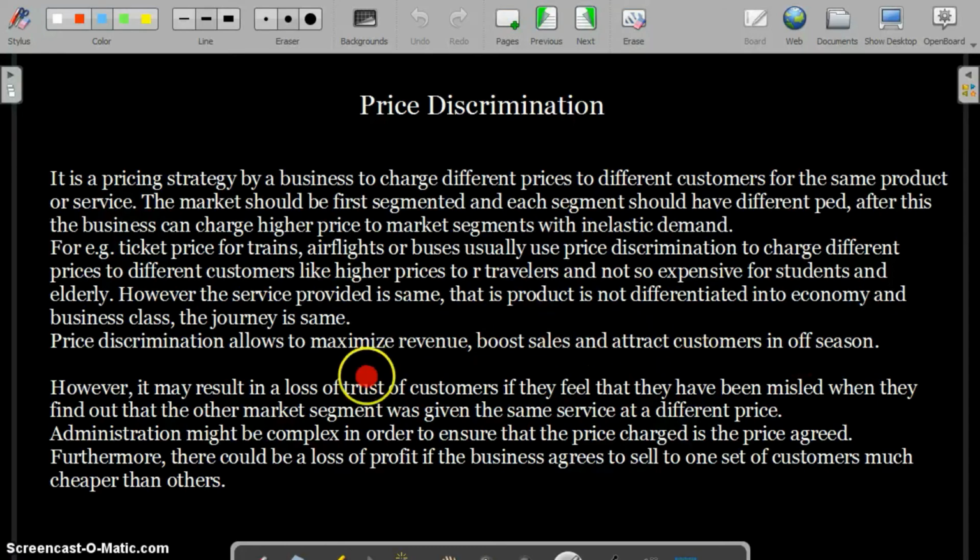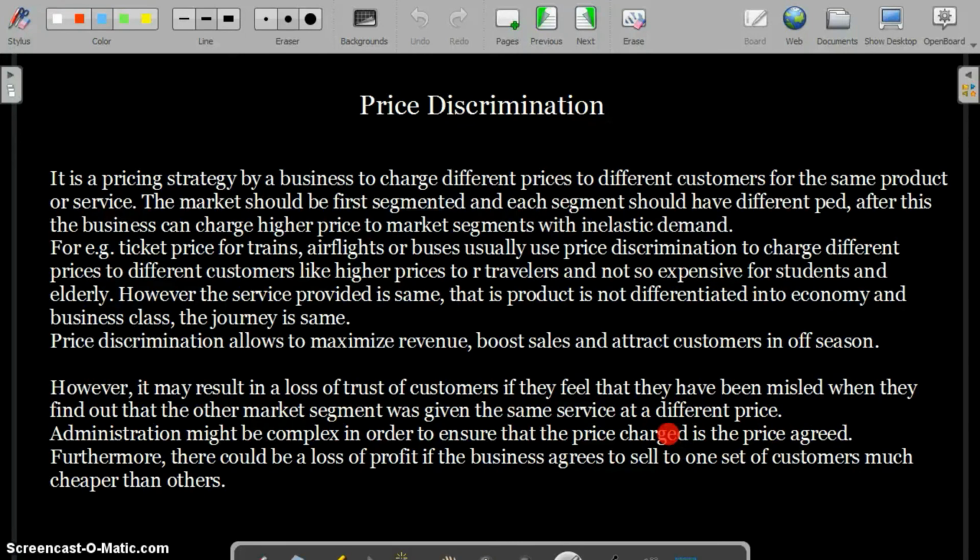Now, however, there are some limitations as well. It may result in loss of trust of customers if they feel that they have been misled when they find out that the other market segment was given the same service at a different price. So, if a business traveler finds out that students are charged relatively lower, but he is charged higher, then they might lose trust and go to a competitor, and the business might lose customers, or even worse, they might have a bad word of mouth which can influence many more.